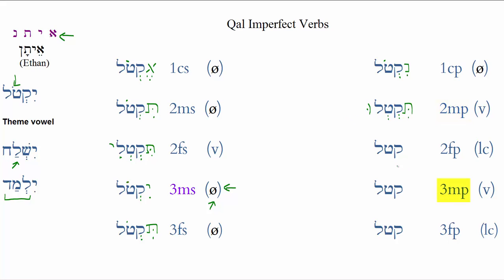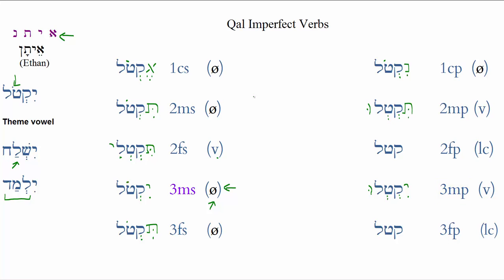And then our third masculine plural, down farther on the right-hand column, has a yod prefix, a hirik, again a silent schwa under our first root letter. The ending is the same as the second masculine plural, it's a shureq. Our theme vowel reduces to a vocal schwa, yiktalu, yiktalu.